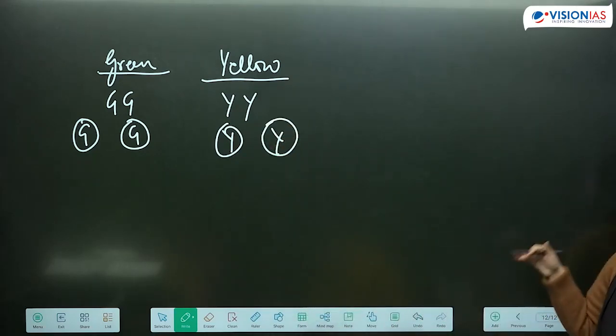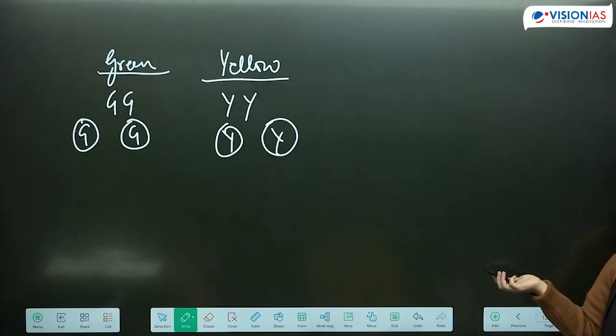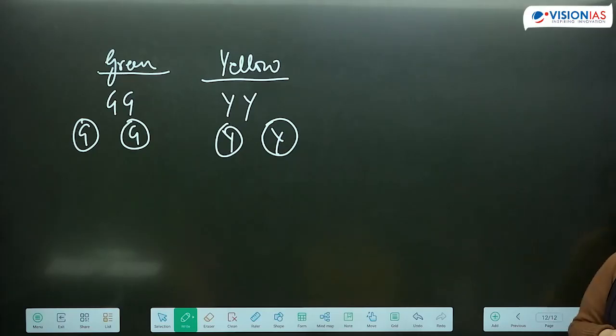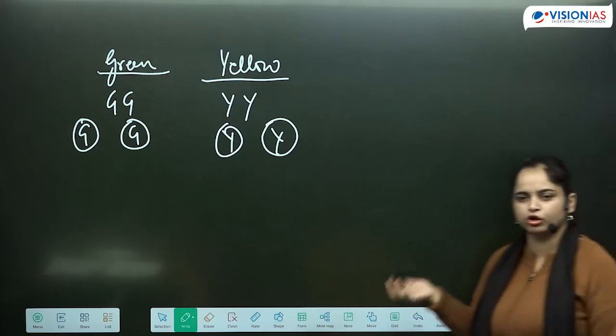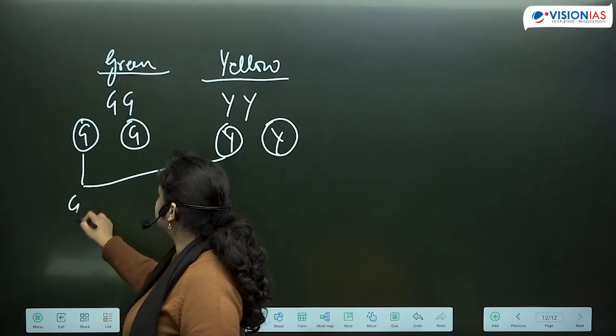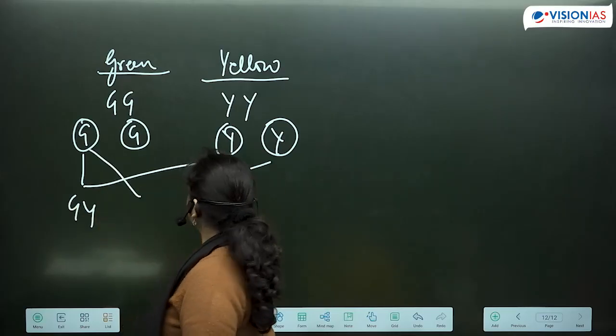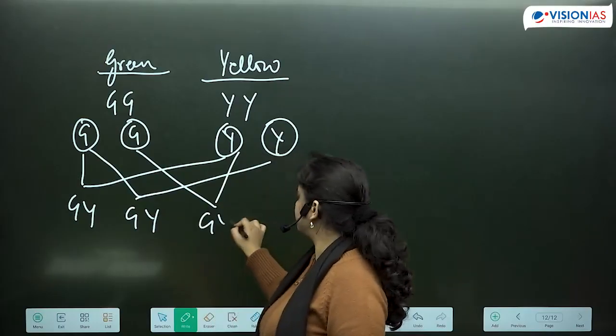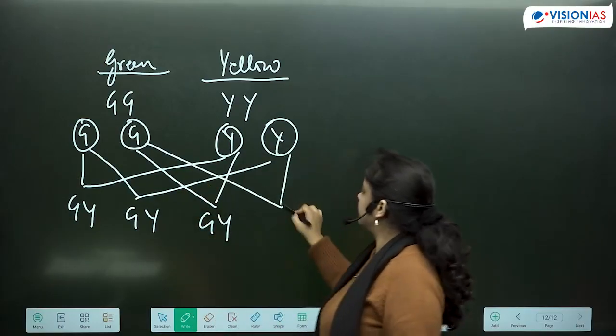Now, if these are the gametes, they have to fertilize. That means they will combine. One gamete from one parent, one gamete from the other parent. But क्योंकि यहाँ पे multiple gametes के options हैं, we have to check all combinations. This G can join to the first Y. G can join to the second Y. Second G, first Y. Second G, second Y.